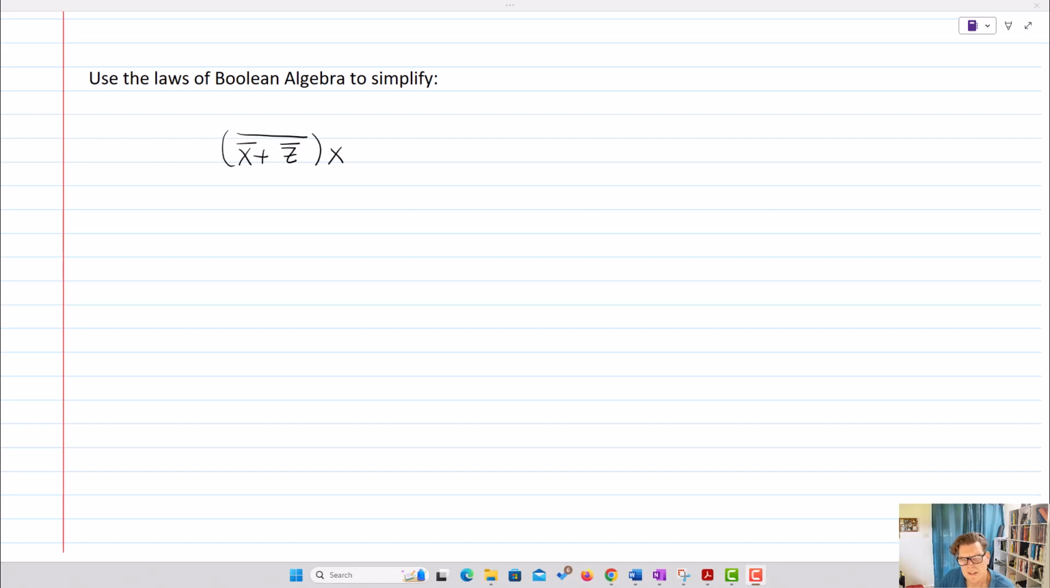Now let's use the laws of Boolean logic in order to simplify. Let's take a look at this one. Let's say, for example, I have (x bar plus z bar) bar times x. The first thing that I notice is that what I've got inside of the parentheses is something I can use De Morgan's laws on. So I've got x bar bar times z bar bar, and I can multiply that by x. Then I can use my double complement, and I get x times z times x.